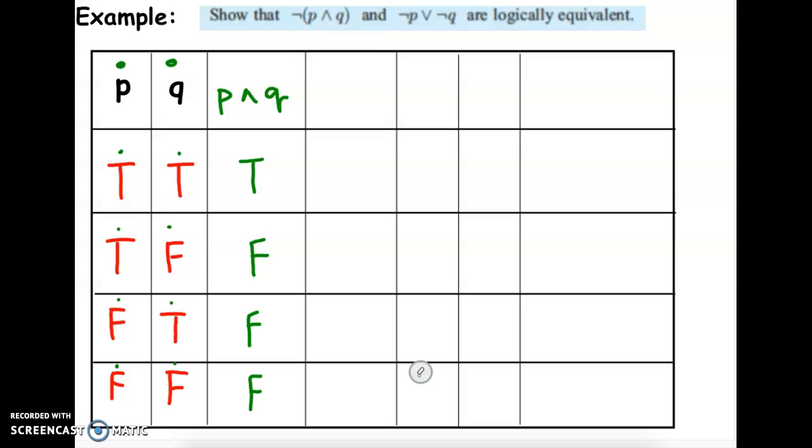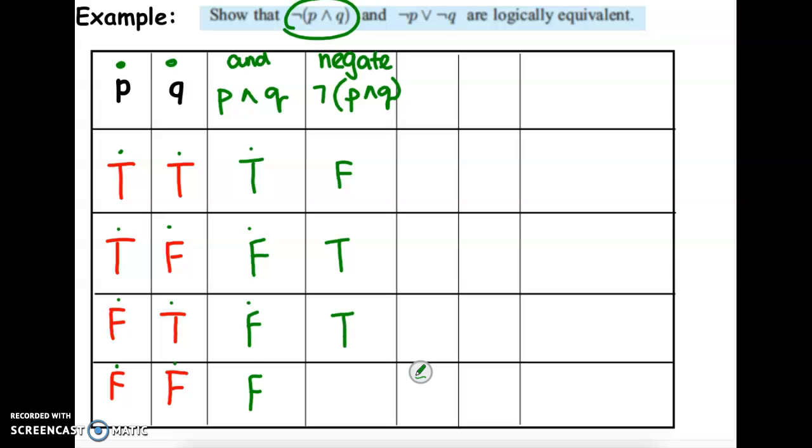Now we want to negate that third column. So negate P and Q. So we go to the previous column, which had the conjunction and we're going to do the opposite. So if this is true, this would be false. If this is false, the opposite is true. This is false, so this is true. This is false, so it is true. So we're done with that piece.